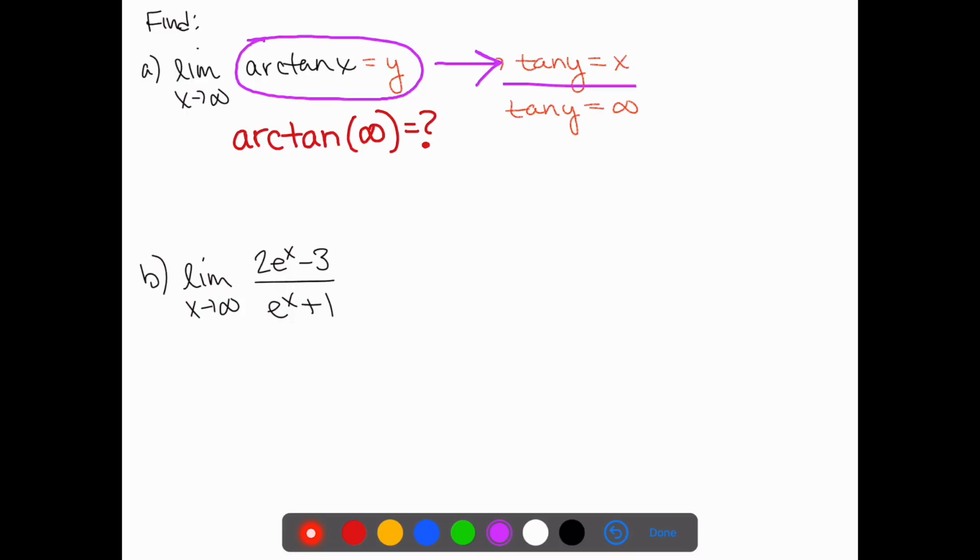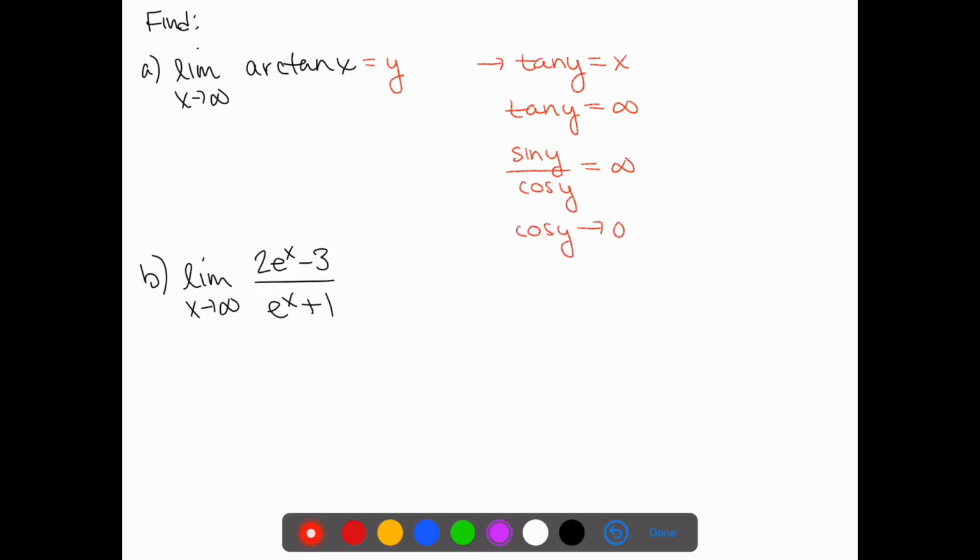Recall that arctangent and tangent are inverse functions. They switch the x's and y's around. And so that means if we're plugging the infinity in for x, we are trying to figure out when does tangent of y equal infinity. If we replace the x with an infinity, we're trying to figure out what angle gives us a tangent of infinity. And so to do that, we are going to think about the fact that tangent is defined to be sine over cosine. So if tangent of y equals infinity, we want to know when does sine of y over cosine of y equal infinity.